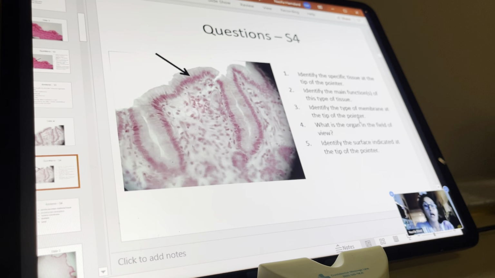Cool. So then, also for Mariella, identify the type of membrane at the tip of the pointer. Would this be mucous membrane? Yeah, all of them are mucous, basically. What's the serous one? I'm sorry, could you rephrase the question? The serous membrane is going to be what specific type of tissue? I'm not really sure, but I just think of it as a shiny thing that helps prevent friction. Yeah, it's to lubricate and decrease friction, exactly.